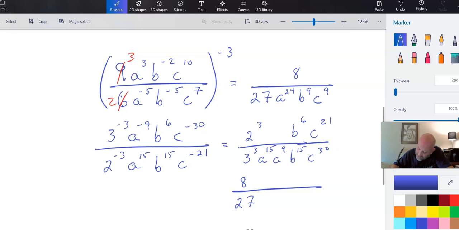Now, let's see here. A to the 15th times a to the 9th. 15 plus 9 is 24, so this is a to the 24th. B to the 6th over b to the 15th. The 6 of these are going to cancel out, leaving me b to the 9th. And then here, 21 of these 30 are going to cancel out, leaving me c to the 9th. And you'll notice that completely matches up. So we did the problem two different ways, and the answers match.